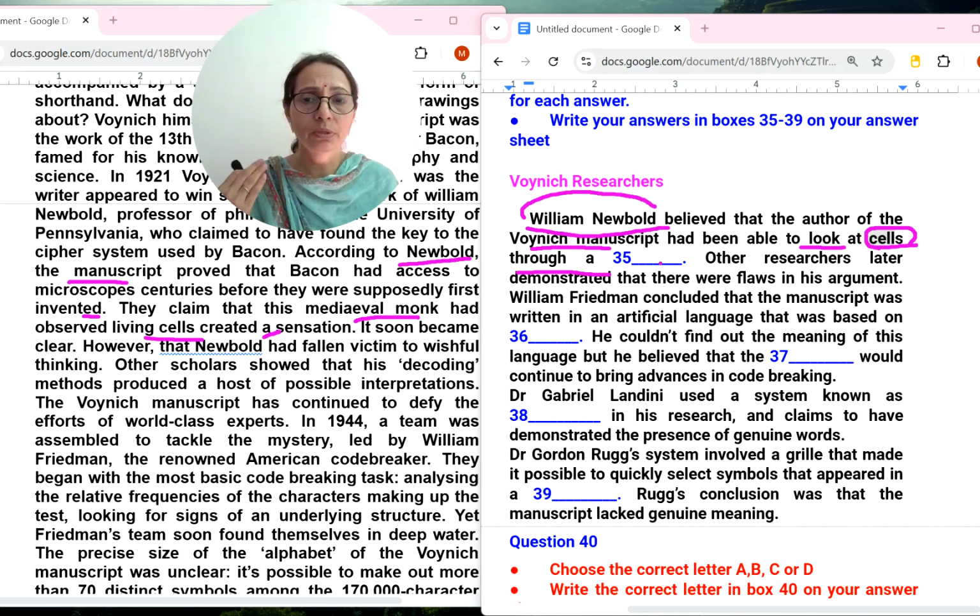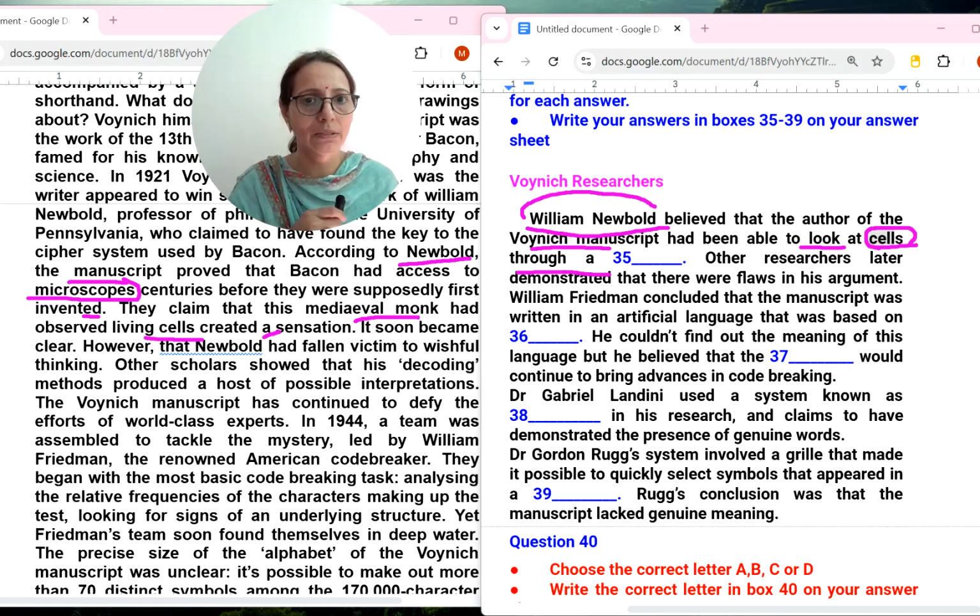So if you are from a science background, then definitely you will decide this answer: microscopes. This person had access to a microscope through which a medieval monk had observed living cells and created a sensation. So the 35th answer will be microscopes.